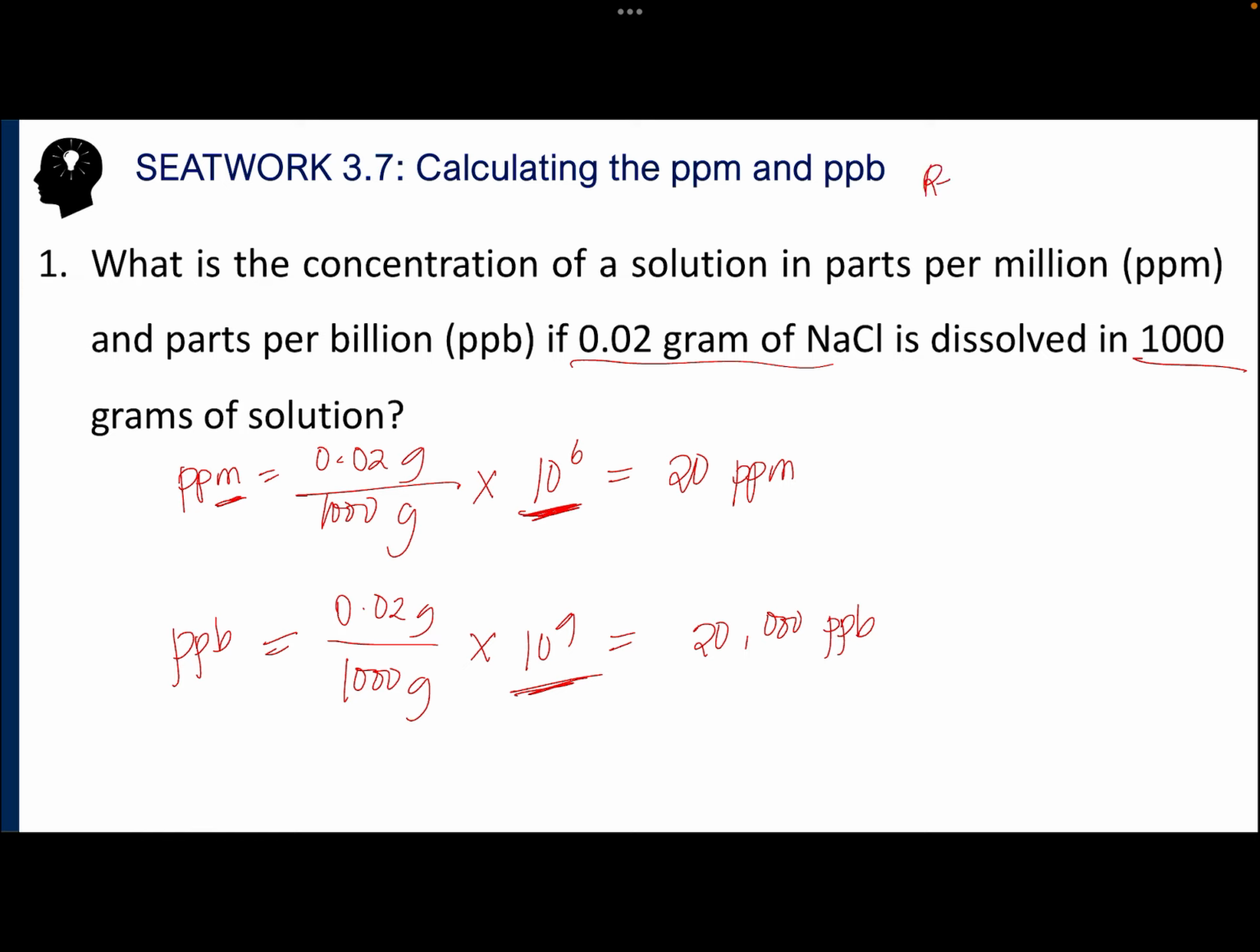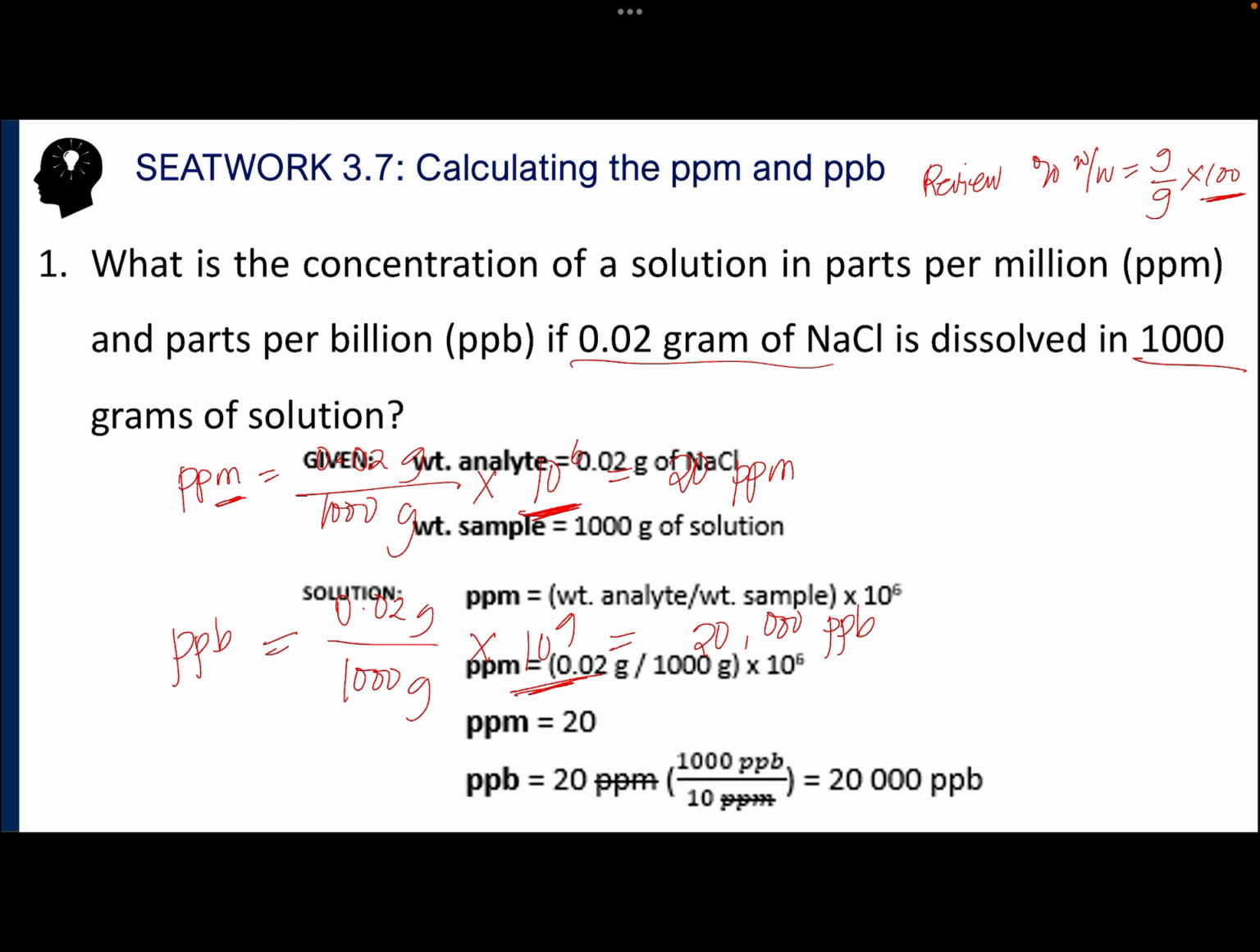Then review percent weight per weight. Okay, they have the same formula. The only difference is what we multiply by.